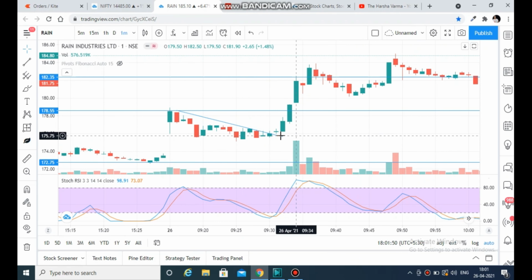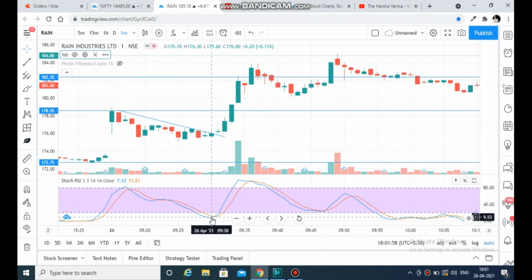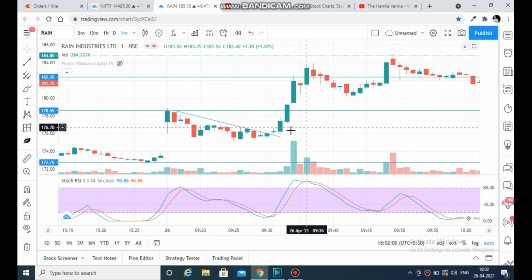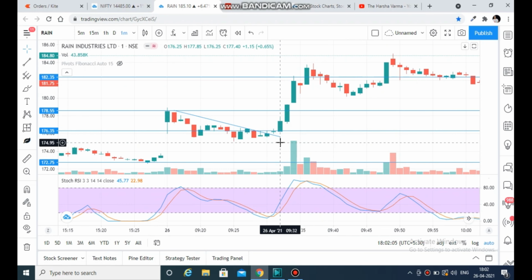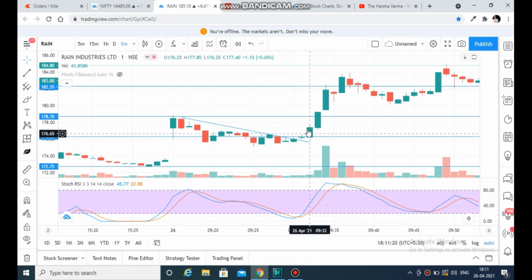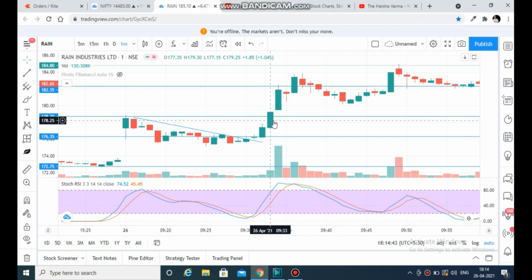My entry in this stock is after the trendline breakout, which is at this candle. For a confirmation, you can clearly see that even the blue line is cutting the red line from the bottom. So here it is a clear indication of buy. So my entry is at this level. My initial target in this trade was at this level, which was the R1. My second target in this trade will be the R2.